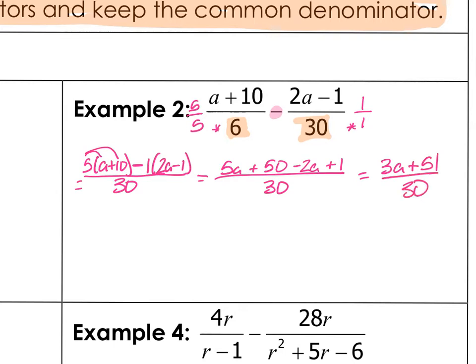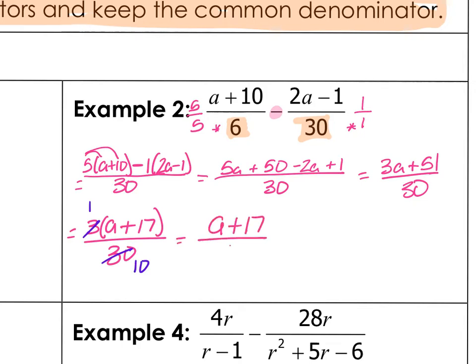Now I'm going to factor, and I believe that 3 goes into 51 17 times, but I'm just going to check on my calculator. Yep. So I can factor out a 3 in my numerator. So I've got 3 times (a plus 17) divided by 30. And then I know 3 goes into 3 one time and into 30 10 times. So my answer is going to be a plus 17 all divided by 10.